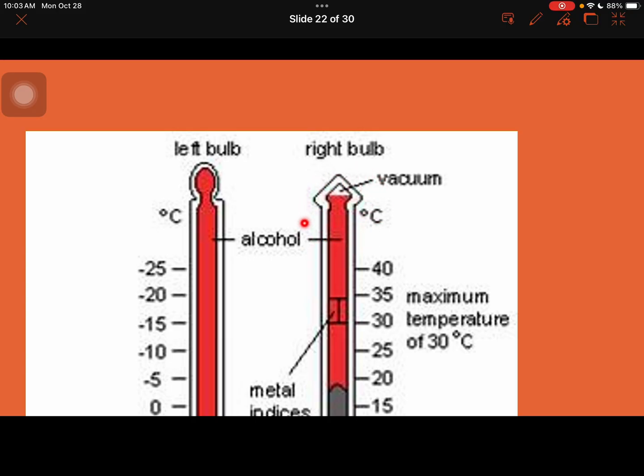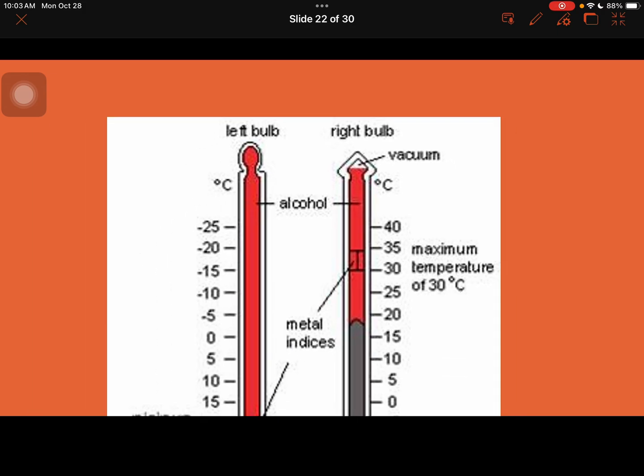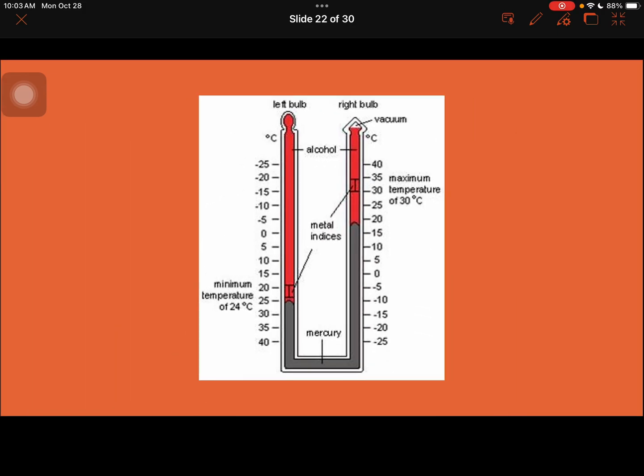Ayan, pag sobrang taas talaga ng temperature, kailangan po talaga siyang baliktarin para yung vacuum seal na yan is papunta dito sa may gitna. Ayan, yung hangin na yan, para gumalaw si metal indices.